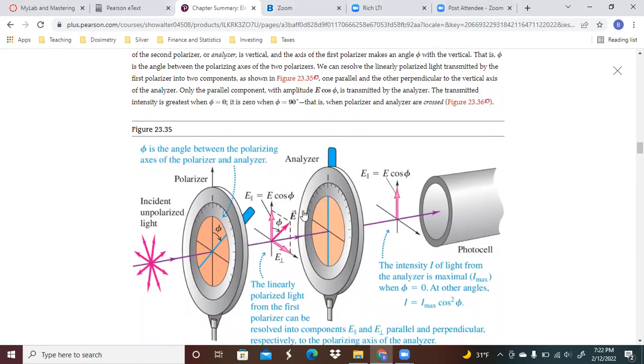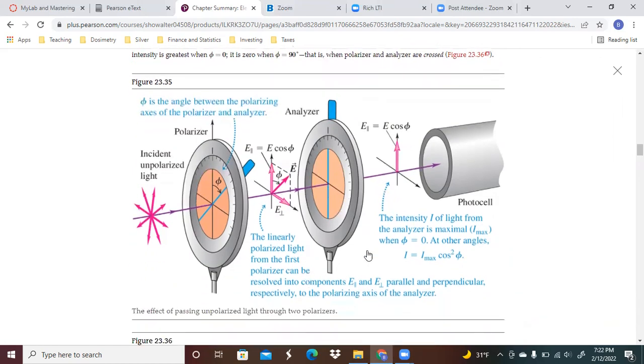The electric field that's coming through is like this, but we've got a component that is parallel to the up and down axis, and then we've got a component here that's perpendicular to that. The linearly polarized light from the first polarizer can be resolved in such a way, and that way, when it comes to the analyzer here, the intensity I of the light from the analyzer is maximal when this angle is 0. At all other angles, this is what we come up with.